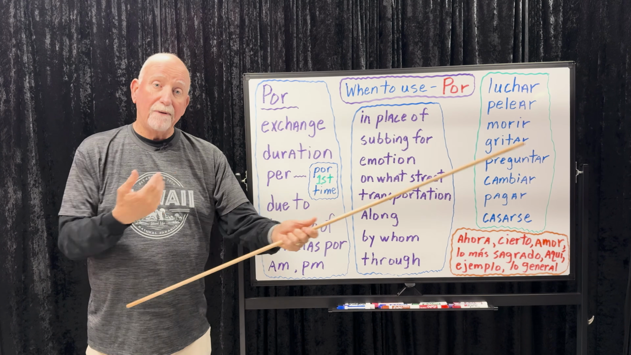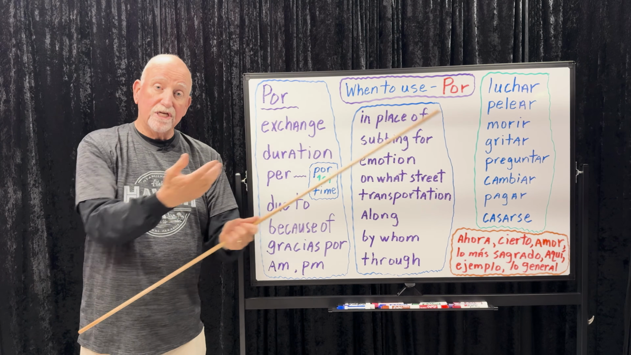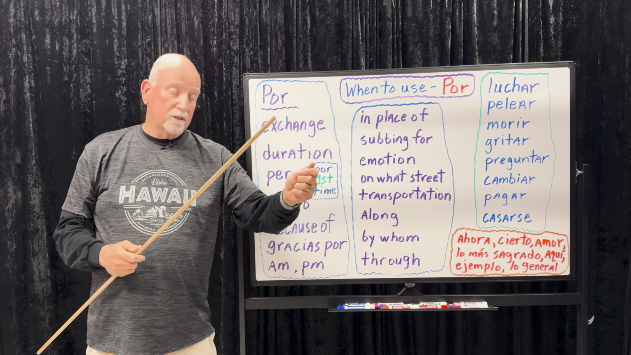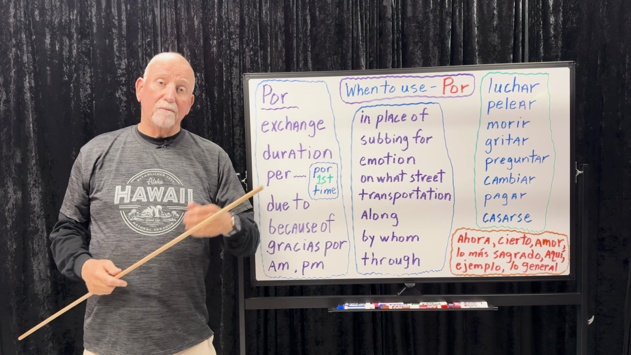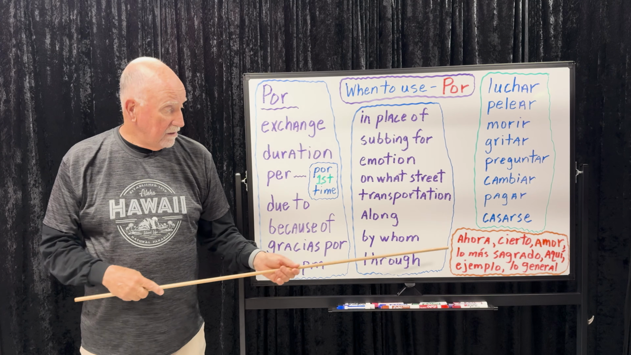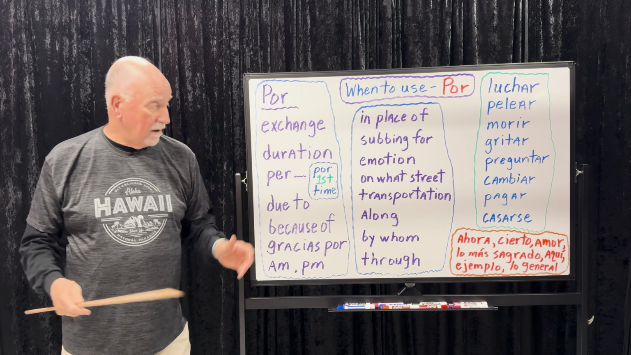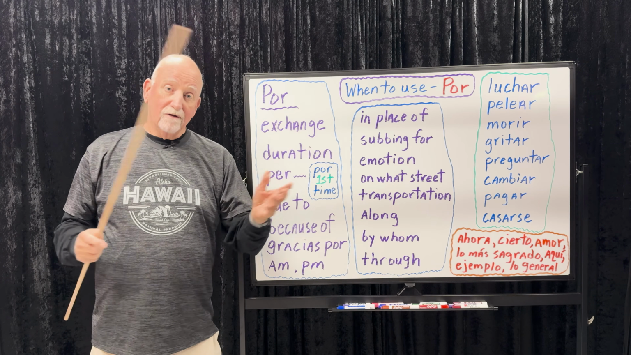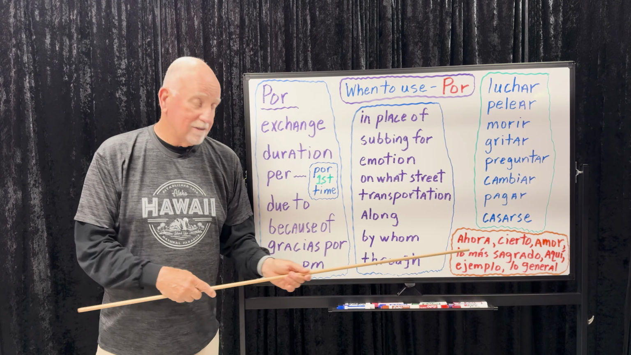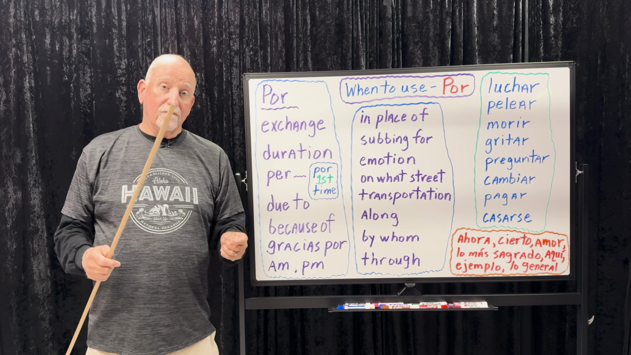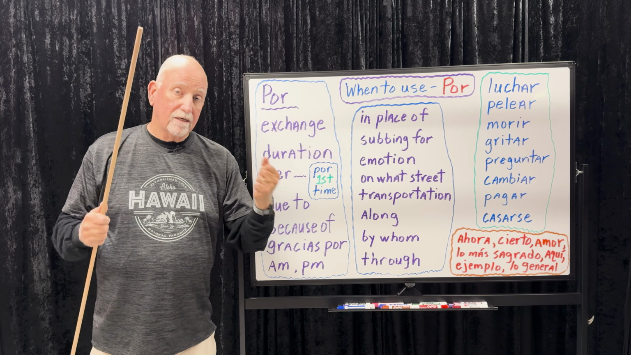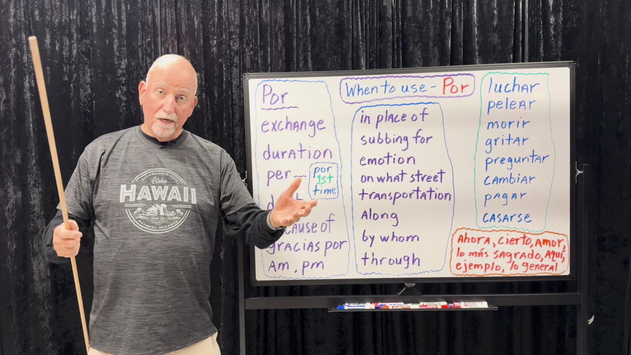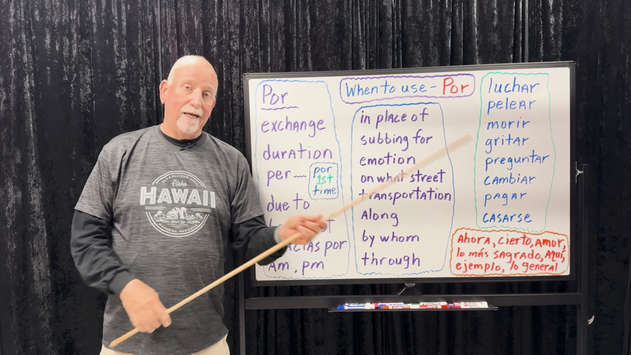Cambiar por, to swap out something for, to switch something for, to exchange something for. Pagar por is to pay for something. Casarse por would be to get married for a specific reason. And then down here, por ahora, for the time being, for now. Por cierto, that's right, that's true. Por amor, out of love, for love. Por lo más sagrado, I swear to you, for the most sacred, for the love of God. Por aquí, over here. Por ejemplo, for example. And por lo general.